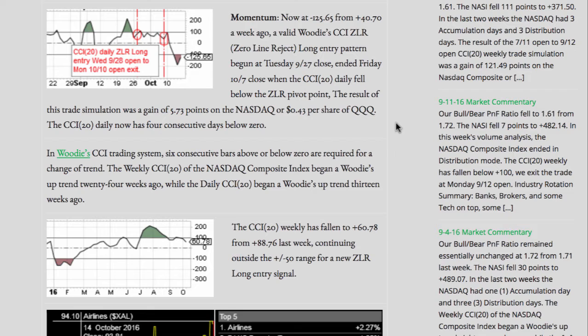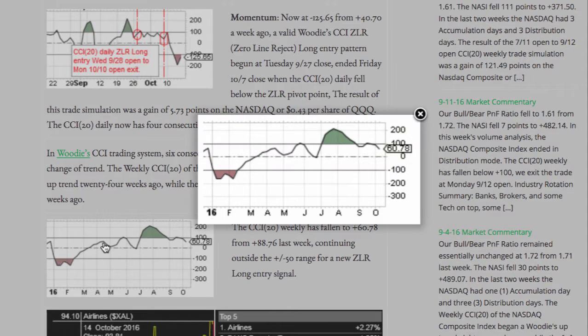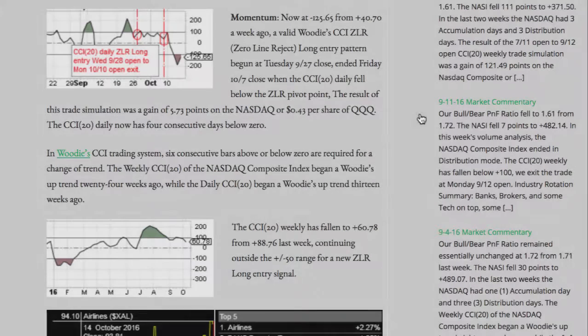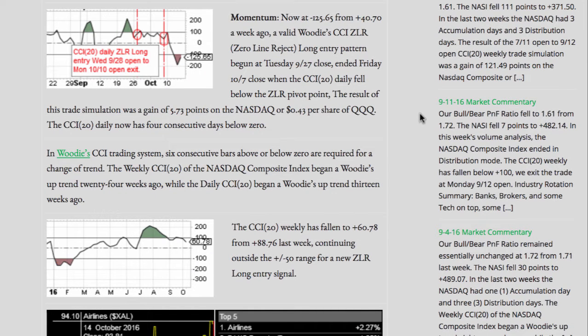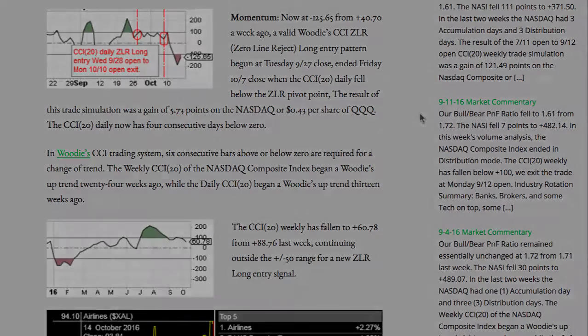In Woody's CCI trading system, 6 consecutive bars above or below zero are required for a change of trend. The weekly CCI 20 of the Nasdaq Composite Index began a Woody's uptrend 24 weeks ago, while the daily CCI 20 began a Woody's uptrend 13 weeks ago. The CCI 20 weekly has fallen to a positive 60.78 from a positive 88.76 last week, continuing outside the plus or minus 50 range for a new zero-line reject long entry signal.